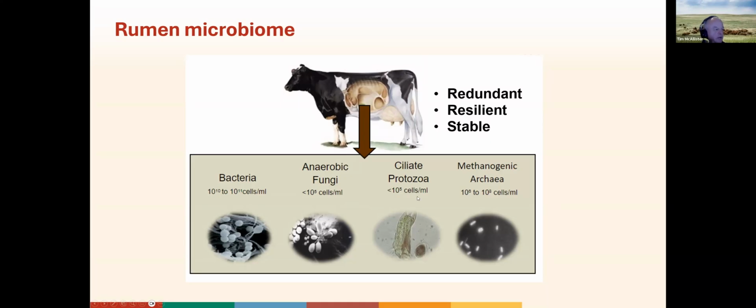And protozoa as well, they're probably responsible for about 30 to 50% of the fiber digestion in the rumen. And then the methanogens play a role in removing the hydrogen that's produced and producing the methane that the cattle emit.